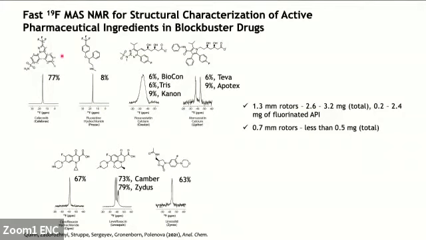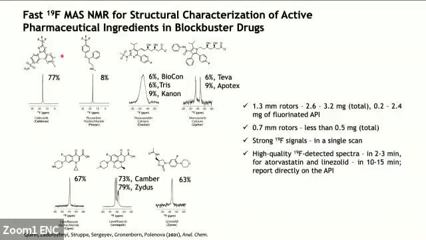We're doing these experiments in small rotors, 0.7 and 1.3 millimeter rotors. And we're working with tiny amounts of fluorinated API ingredients for the compounds where the fraction of the API is very low. So 1.3 millimeter rotors, as low as 0.2 milligrams of the fluorinated API. Despite that, we can actually see strong fluorine signals in a single scan already, right?